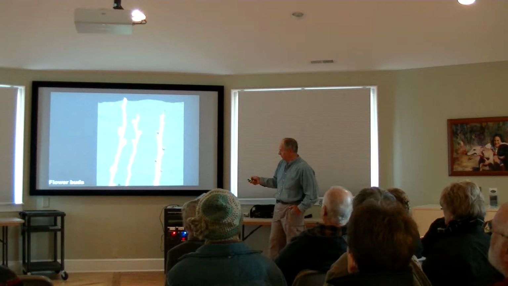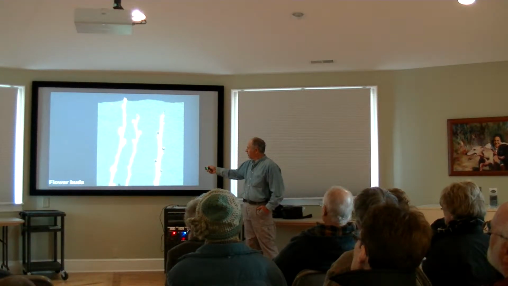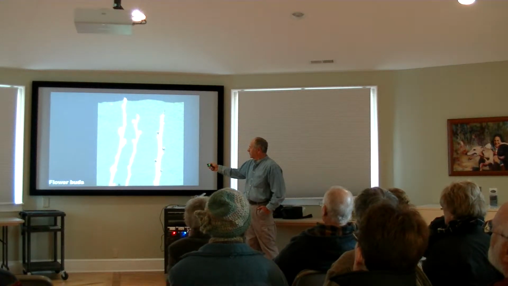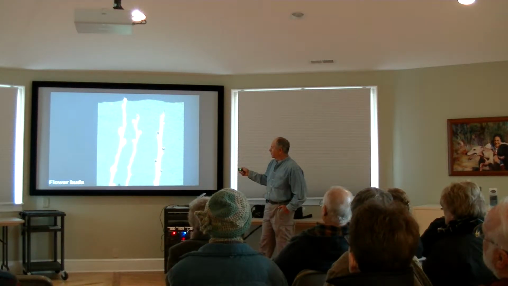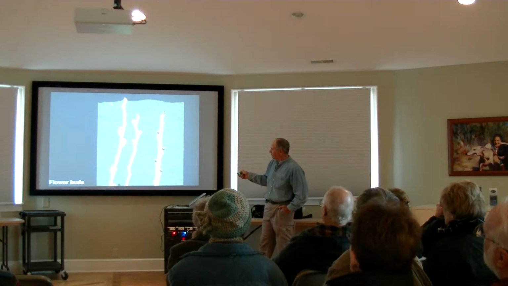This is an elm. Again, the big flower bud here, here, and here, and that branch stub, pseudo-terminal bud there. And this is a pawpaw. It does have a true terminal bud. It's larger, feather-like, but these are flower buds.